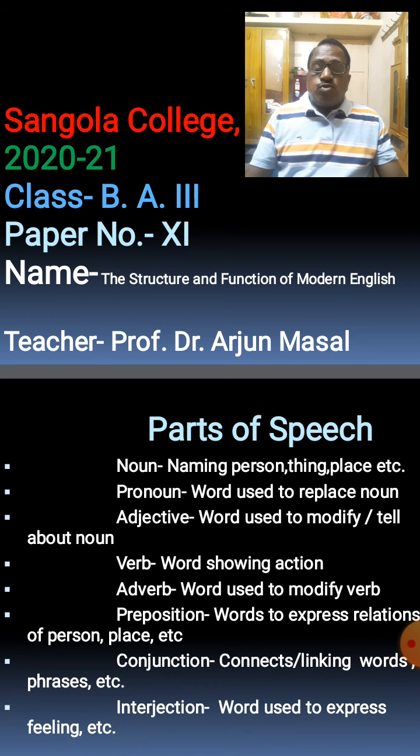Preposition. Words which are used to express relations of person or place. For example, Ram lives in Sangola. Where does Ram live? He lives in Sangola. In, preposition. We know the examples of preposition: in, on, upon, into, beneath, under, below. These are all the prepositions.